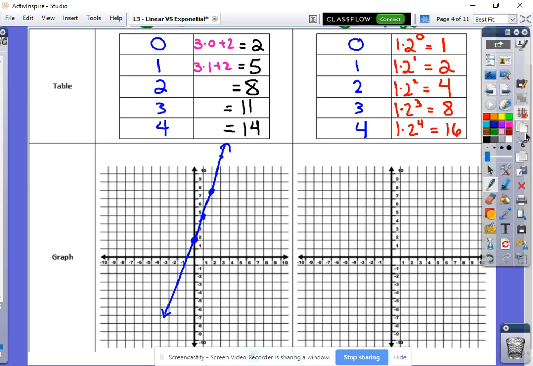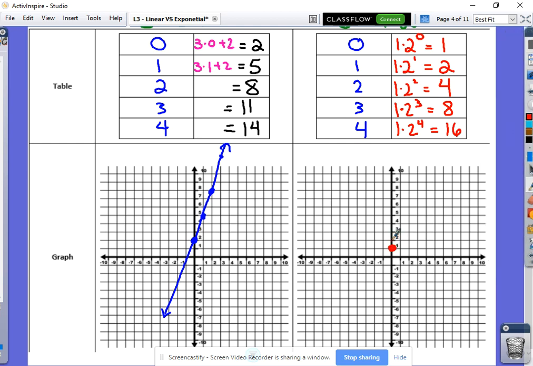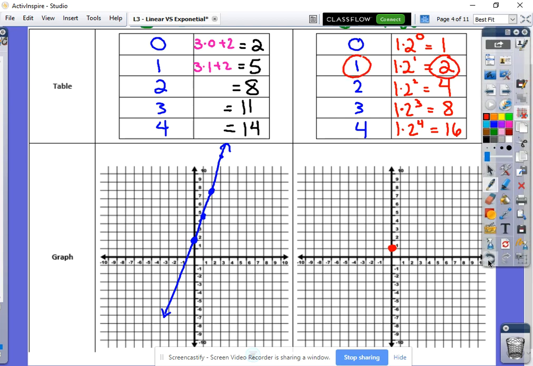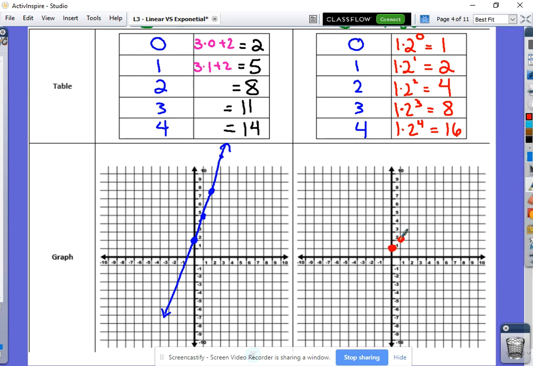Now this one's going to be the one that's a bit more interesting. Let's see what happens when we graph these points. Our first one is 0, 1. So we've got 0 and 1. Now 1 and 2. So I'll go over to 1 and up to 2. Now 2, 4 up here. 3 up to 8. Okay, and then we can't even fit the last one.